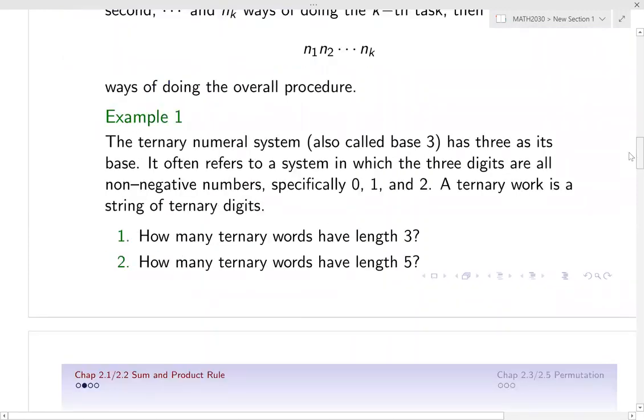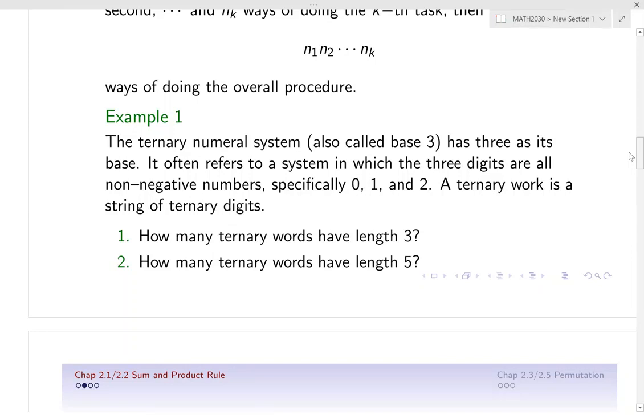The ternary numeral system, which is also called base 3, has 3 as its base. It often refers to a system in which the 3 digits are all non-negative numbers, specifically 0, 1, and 2. A ternary word is a string of ternary digits. First question, how many ternary words have length 3?